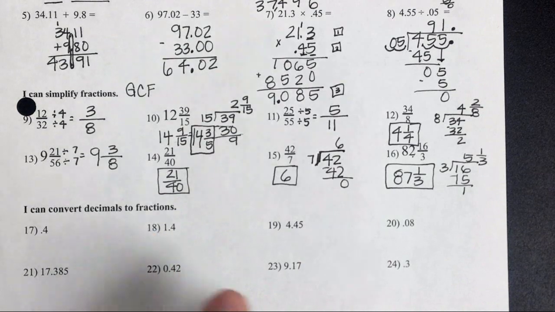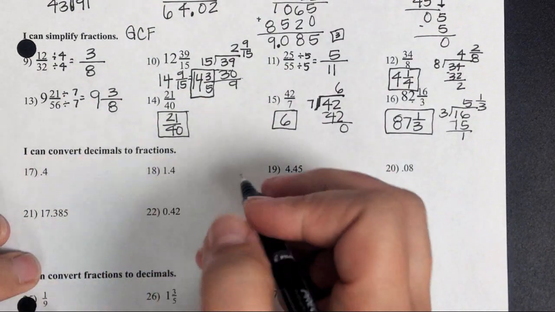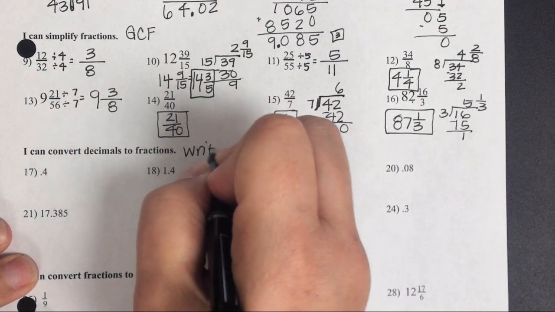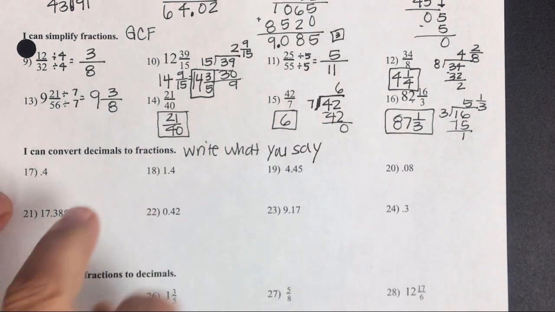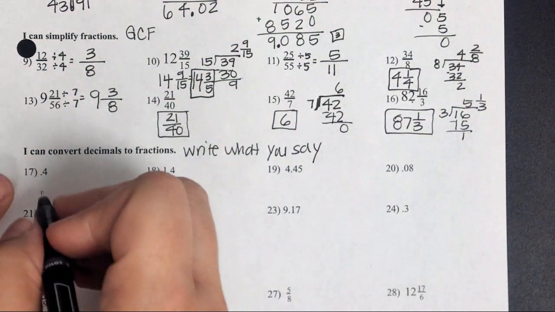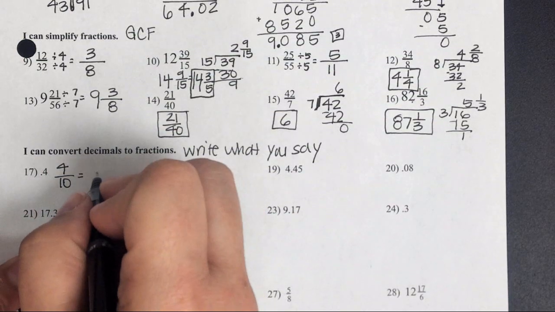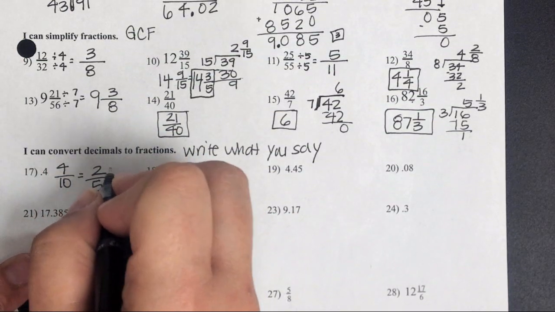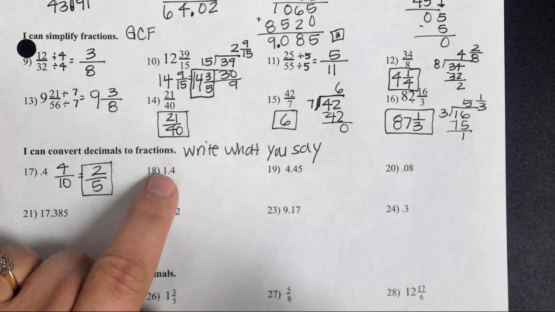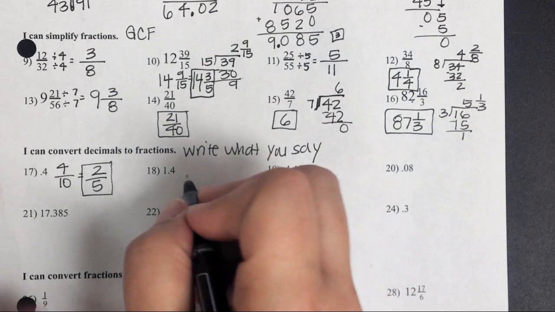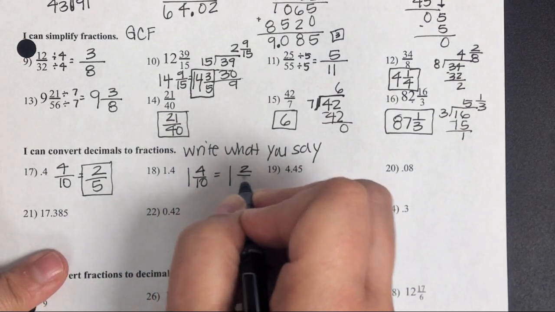Okay, decimals to fractions. Again, remember, this is what you write, what you say. If we read this aloud, this says 4/10. I'm going to write it as 4/10. And then, of course, we can simplify by dividing by 2, because they're both even numbers, to 2/5. If I see the same thing, this is 1 and 4/10. We just did this one, so we know that would be 1 and 2/5.